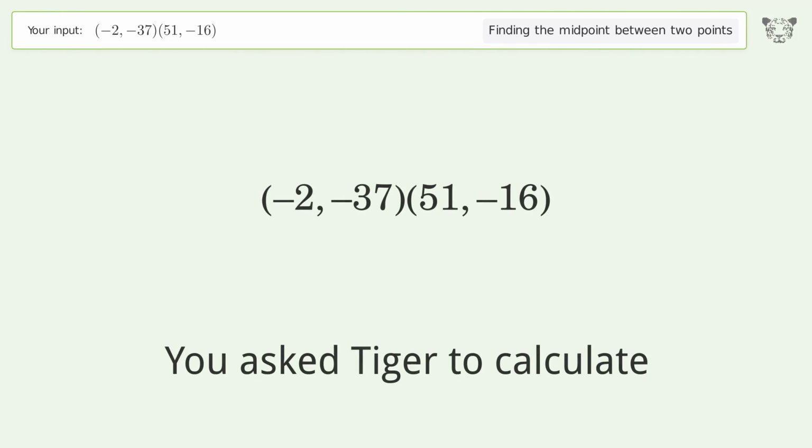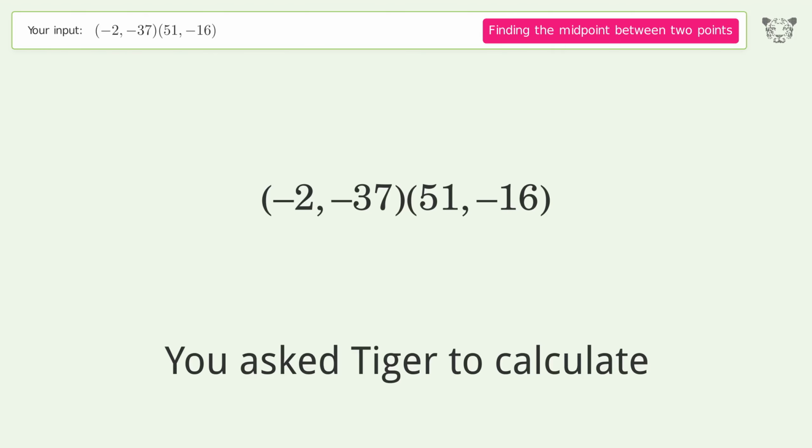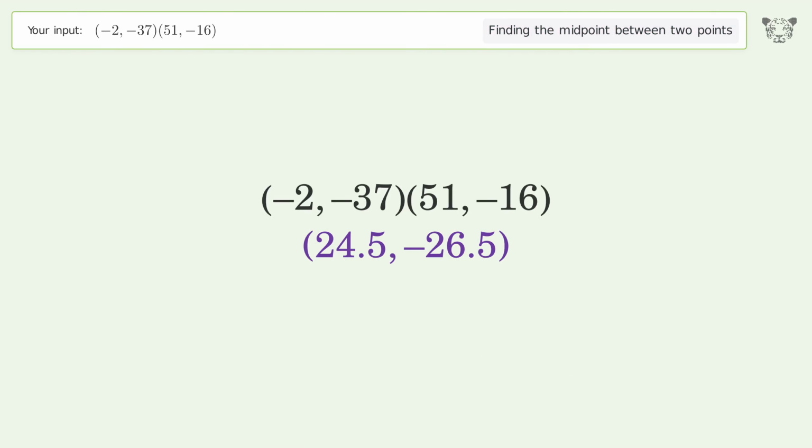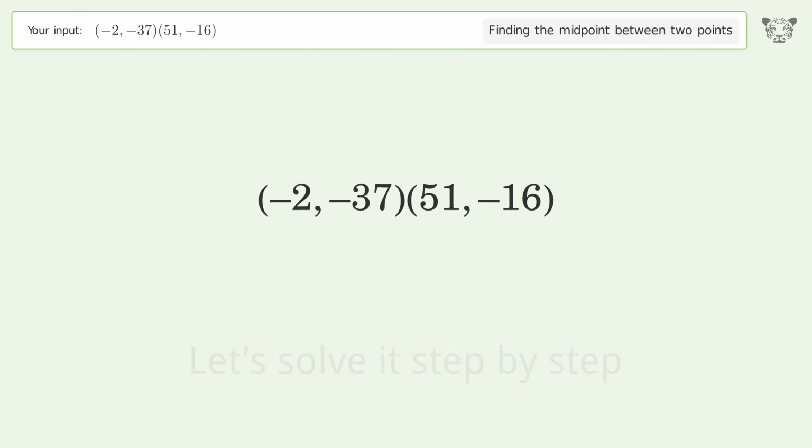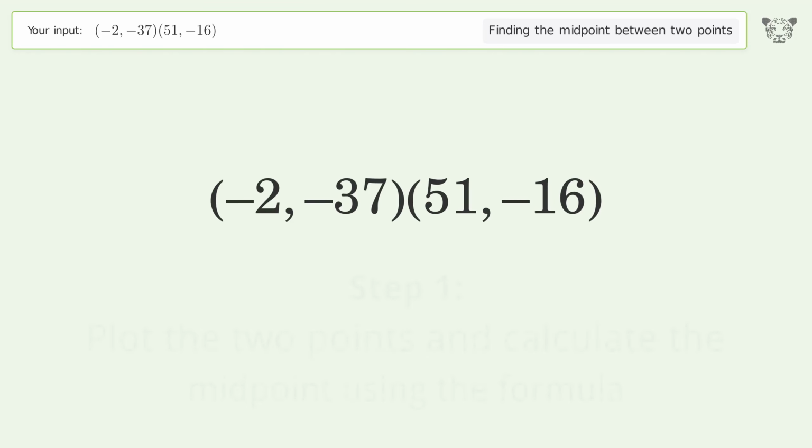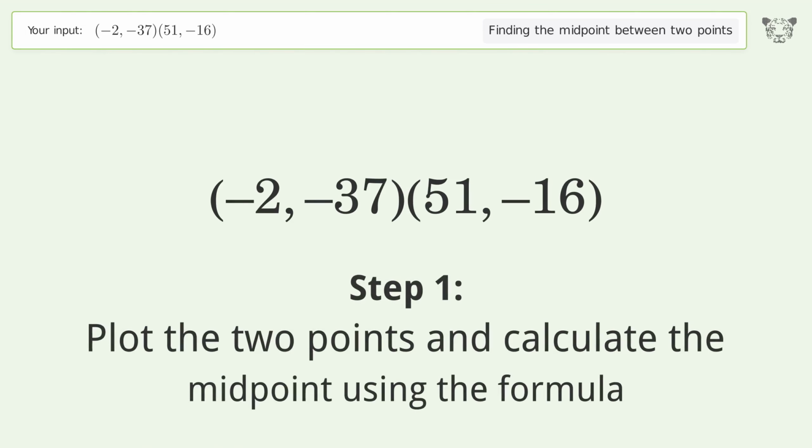You ask Tiger to calculate. This deals with finding the midpoint between 2 points. The midpoint between the 2 points is 24.5, negative 26.5. Let's solve it step by step. Plot the 2 points and calculate the midpoint using the formula.